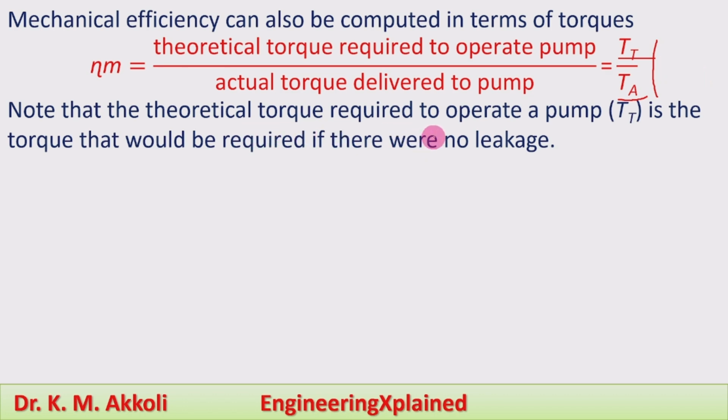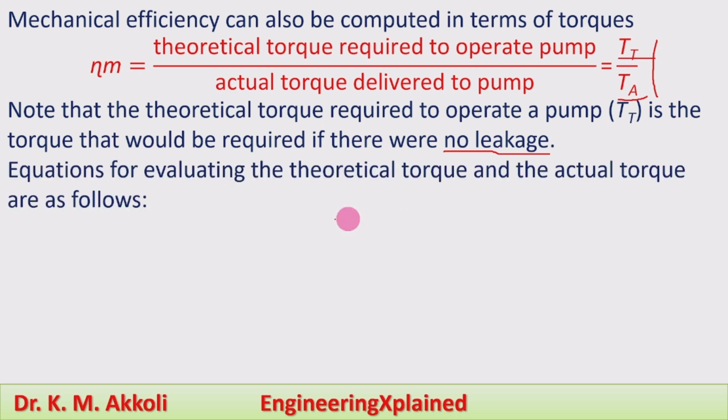Note that the theoretical torque required to operate a pump, TT, is the torque that would be required if there were no leakage. That is, by assuming there is no leakage, how much torque is required is called the theoretical torque. The equations for evaluating the theoretical and actual torque are as follows. The theoretical torque is given by the volumetric displacement multiplied by P by 2 pi. This is the theoretical torque required to operate the pump.